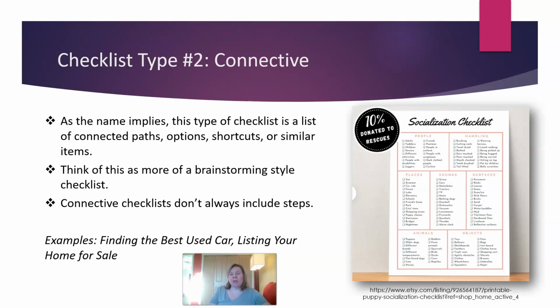Another popular type of checklist is a connective checklist, and this is a list of options, shortcuts, or similar items. Think of it as a cheat sheet or brainstorming. It doesn't necessarily always include steps, but it can provide a lot of information. For example, you might have finding the best used car.